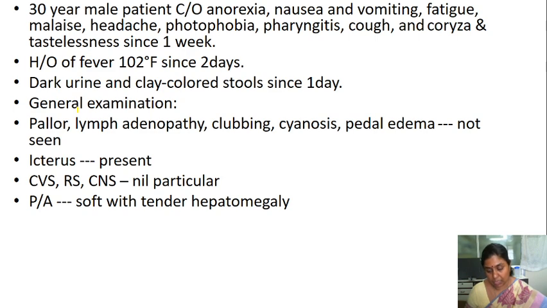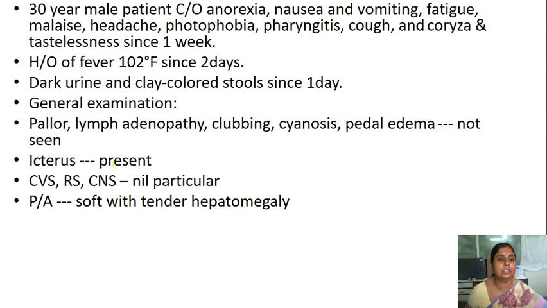Now what is the cause of cirrhosis? For that we will go into a case and find out. A 30-year-old patient came with non-specific symptoms like anorexia, nausea, vomiting, fatigue, like in any other systemic infection, since one week. Then he developed fever, then he developed dark urine and clay colored stools after a week or so. What does this mean, dark colored urine and clay colored stool? There is an obstruction to the bile flow, right?